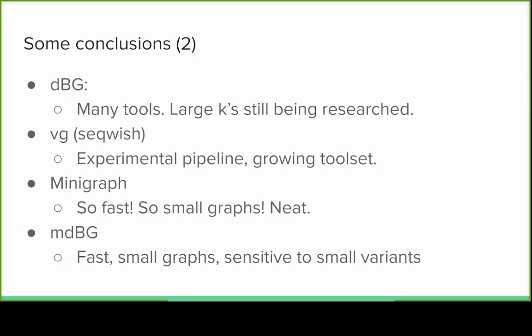Large cases are still in research for efficient construction. VG has a growing toolset, as you see. Minigraph, I really like it because it's so fast, it makes small graphs, and apart from this missing inversion thing, it seems to produce what you would expect from a linear pangenome graph of your genome. And MDBG is also fast, also produces small graphs, but it's highly sensitive to small variations. That's why it separates genomes which are sufficiently different, which was the case in this example. It doesn't separate human genomes that much.